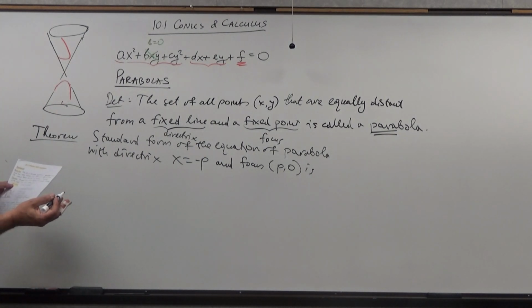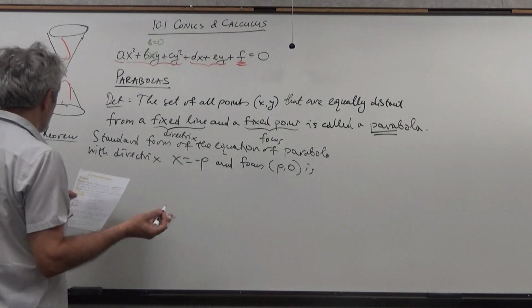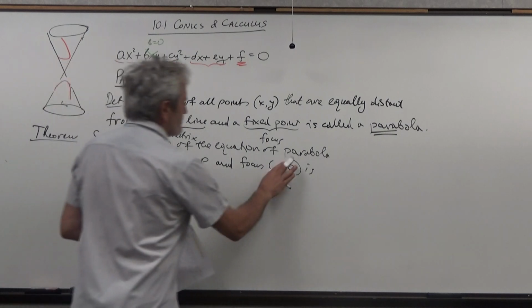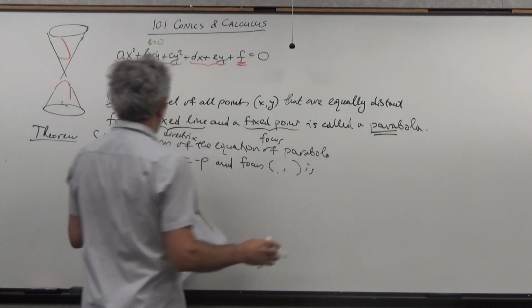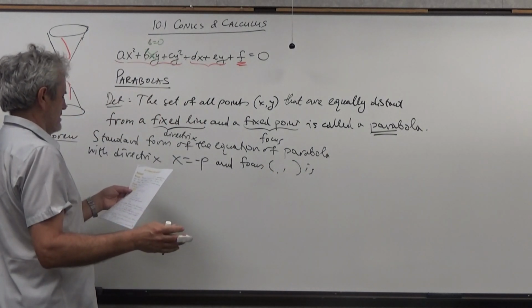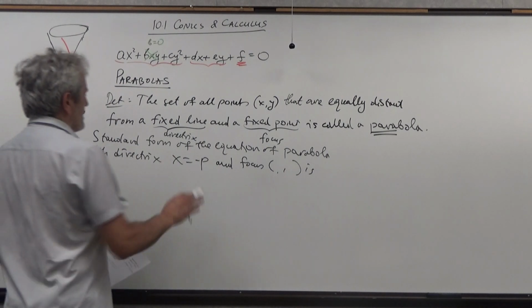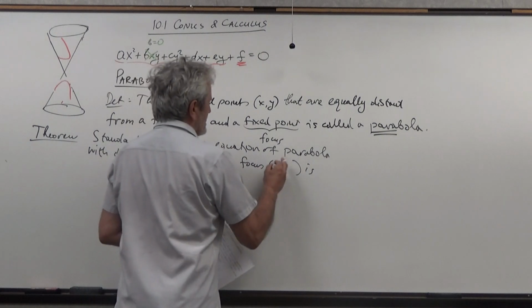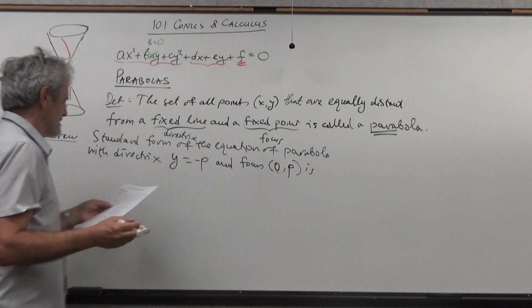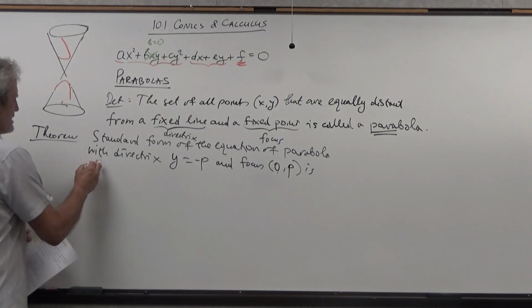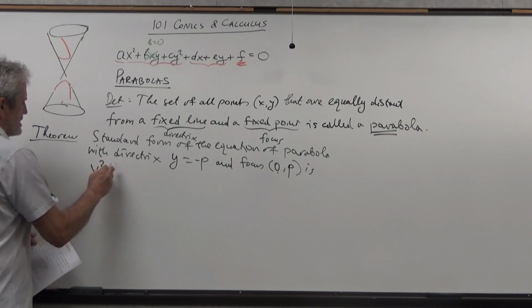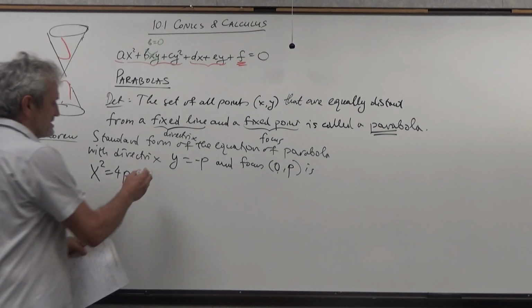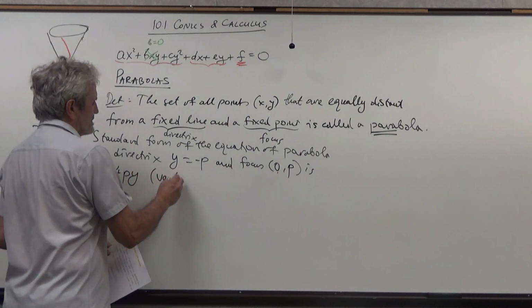And focus p0 is, oh no, I did the vertical here, sorry. I did everything vertical here, sorry. Directrix y equals negative p and focus 0p is x squared equals 4py. This is the vertical parabola. We'll do horizontal in a minute.